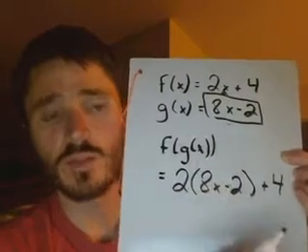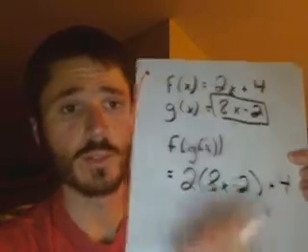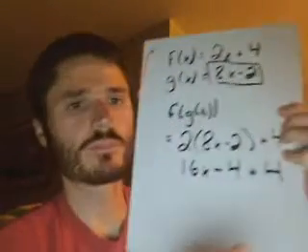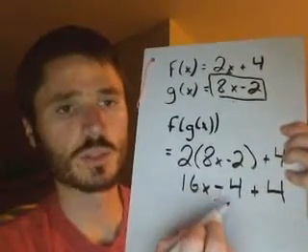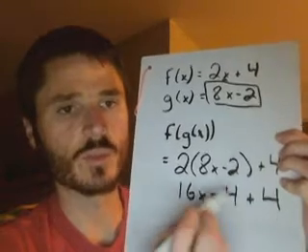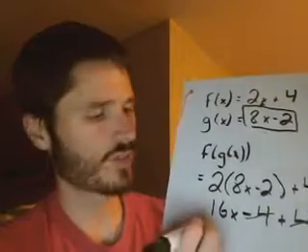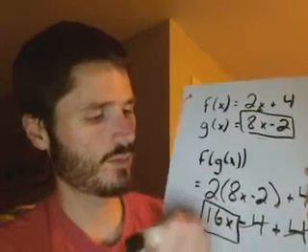Now, can we simplify this? Yeah, we can apply the distributive property. Okay, 2 times 8x is 16x. 2 times negative 2 is negative 4, plus 4 at the end. And of course, we can take this one step further. I don't even really need to do much because I know a negative 4 plus positive 4, those two are going to cancel out, and I'm left with just 16x. So that's my solution. Okay?